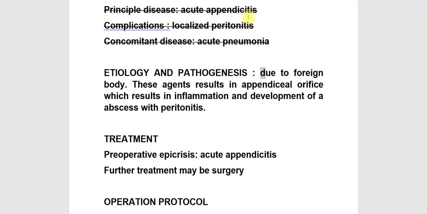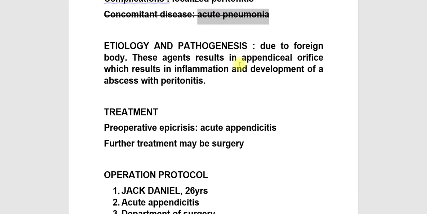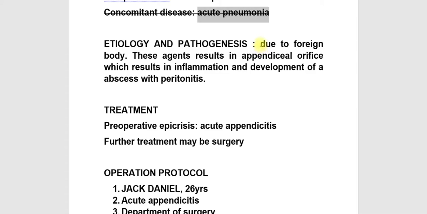Etiology and pathogenesis of what? Of acute appendicitis or peritonitis or etiology of acute pneumonia. What are you talking about here? It is unclear. Due to foreign body. What do you mean by foreign body? Where is this foreign body situated? What is this foreign body? How did this foreign body get into the environment of the patient's organism?